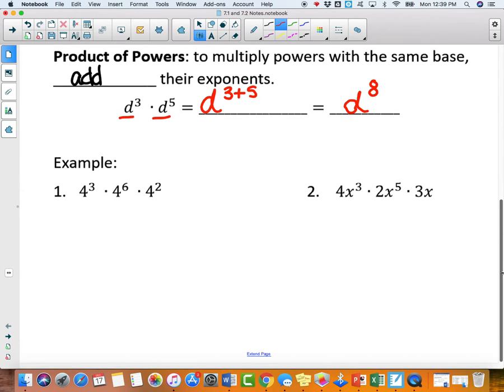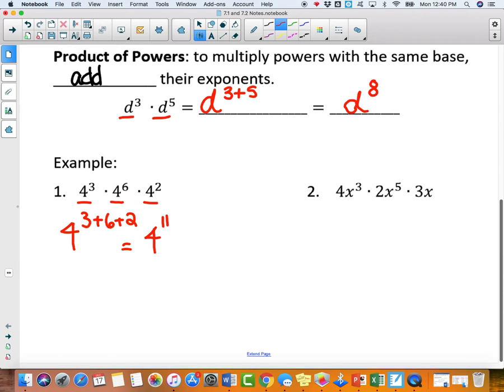So I have two examples down here. The first one should be pretty simple. 4 to the third power times 4 to the sixth power times 4 squared. All of these have the same base. The base is 4. So when I multiply and the base is the same, I do what? Yes, add the exponents. 3 plus 6 plus 2, which means this actually equals 4 to the 11th power.